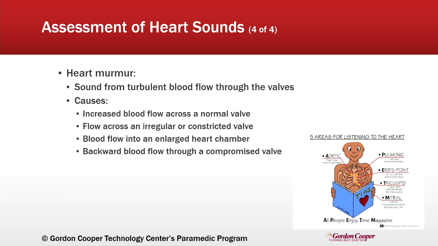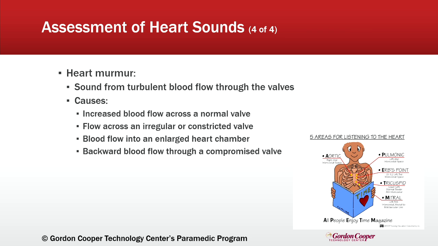So murmurs, what is a murmur? A murmur is a sound that's produced by turbulent blood flow through the heart valves. Now that turbulence can arise from several factors that are related to blood flow dynamics. So increased blood flow across a normal valve. Murmurs can occur when there is increased blood flow across a normal valve, often seen during periods of high output, such as in athletes or even during pregnancy.